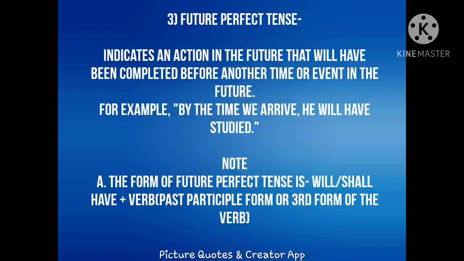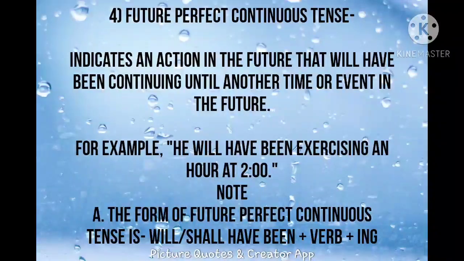Now let's see the form of future perfect tense. This sentence is constructed using will or shall plus have plus the V3 form of the verb. So subject plus will or shall plus have plus the V3 form of the verb is used to construct future perfect tense. The next tense form is future perfect continuous tense.